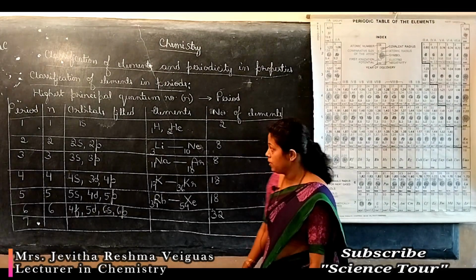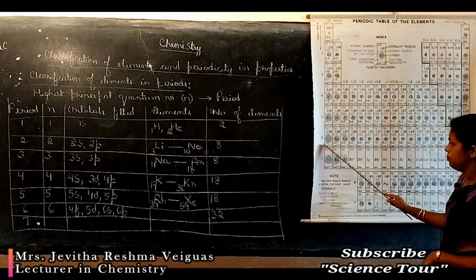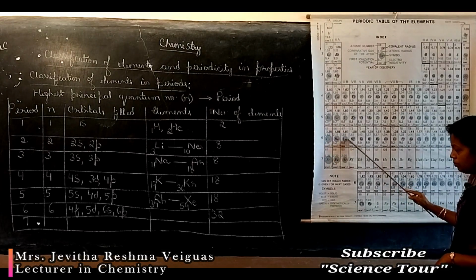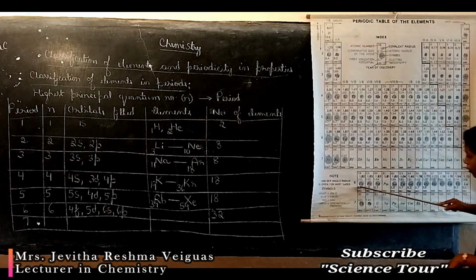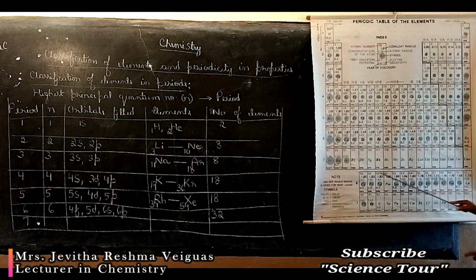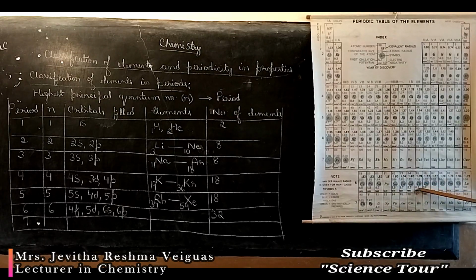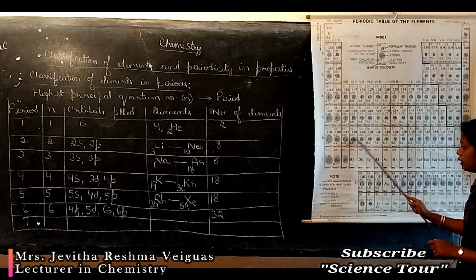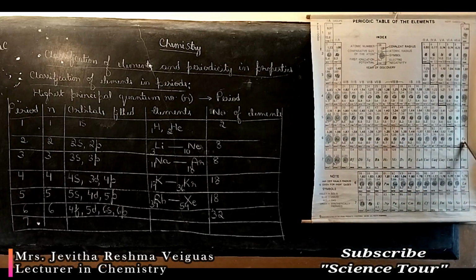Which are the 32 elements? Elements start from cesium. After that, barium comes, then lanthanum. After lanthanum, 14 elements are kept at the bottom. They are cerium, praseodymium, neodymium, promethium, samarium, europium, gadolinium, terbium, dysprosium, holmium, erbium, thulium, ytterbium, lutetium. After these 14 elements, the elements continue here with atomic number 72, that's hafnium, and ends with radon.